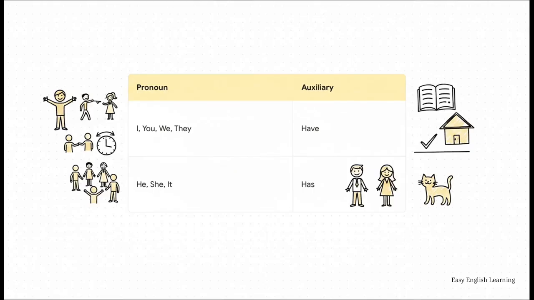Let's map out those auxiliary verbs. We use have with the pronouns I, you, we, and they. So for example, I have eaten, or they have arrived. On the flip side, we use has for he, she, and it. So you'd say she has finished, or he has gone home.